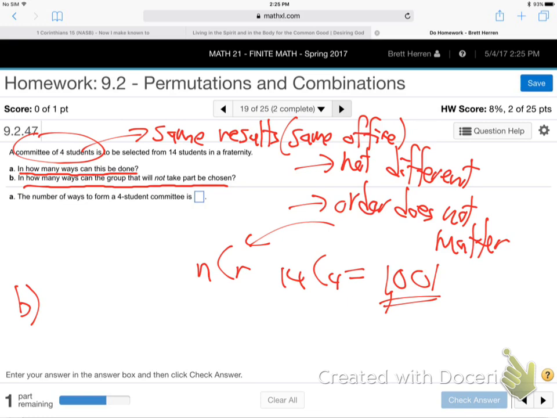Now, that was part A. That's what we just did in part A. Or maybe these 4, or maybe these 4, or those 4, right? How many ways do I pick 4? Now, in part B, they're saying, well, instead of picking the 4 that are on the committee, how many ways are there to pick the group that will not be on the committee?